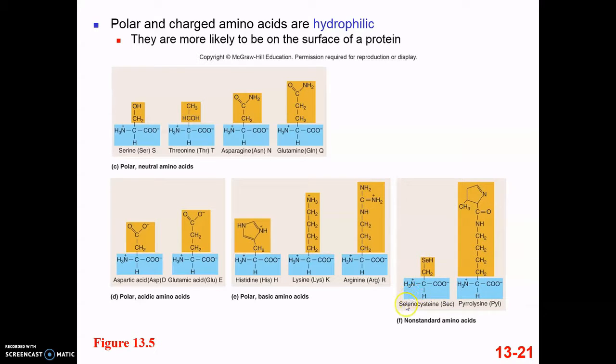All right, here are those 2 oddball non-standard amino acids. Here is selenocysteine, and this is essentially the same as cysteine, except it has selenium instead of sulfur. And if you look at a periodic table, you'll recognize that this is the next element down on the periodic table. So its chemical properties are very similar to sulfur, and sulfur is actually the next element directly down from oxygen.